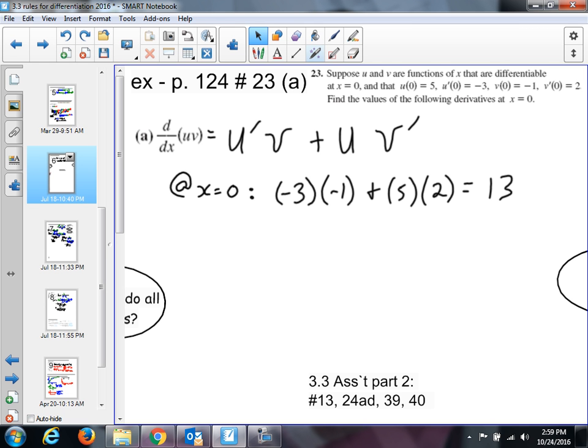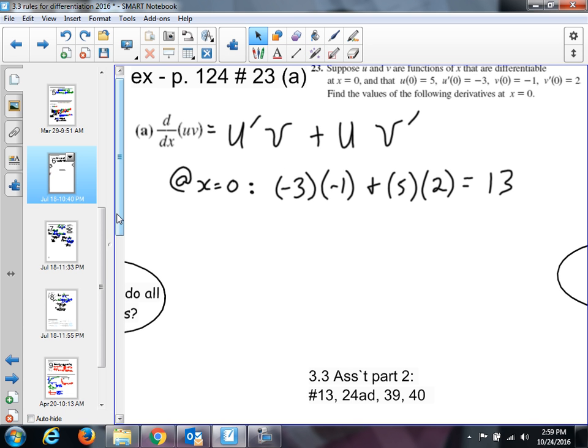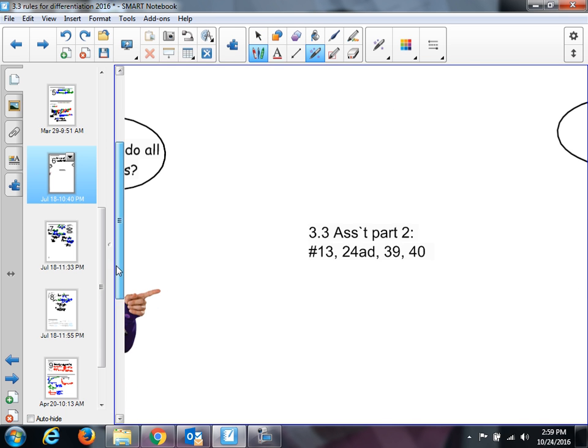So really, f prime of 0 equals 13 is what you've discovered. If we gave this a name. It didn't have a name, so it didn't say f prime of 0. So here's what you guys got to do.